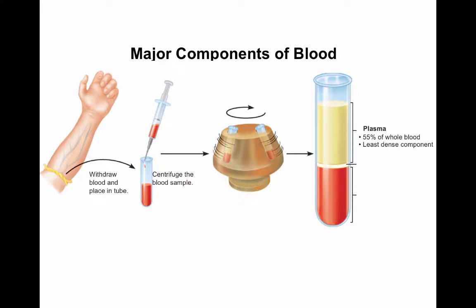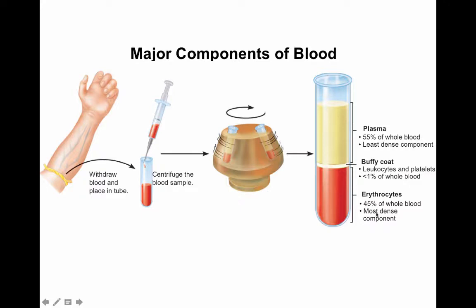Some of the major components of blood: plasma is about 55% of whole blood, and it's the least dense component. Then there's a buffy coat, a thin white line in between the plasma and the erythrocytes, and the buffy coat is comprised of leukocytes and platelets. It's less than 1% of whole blood, and erythrocytes are 45% of whole blood. They're the most dense component.